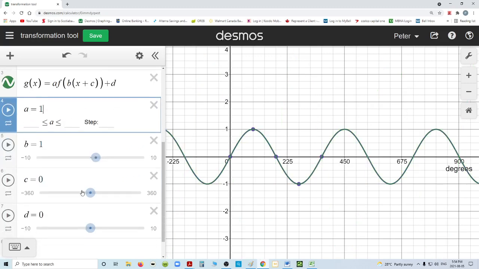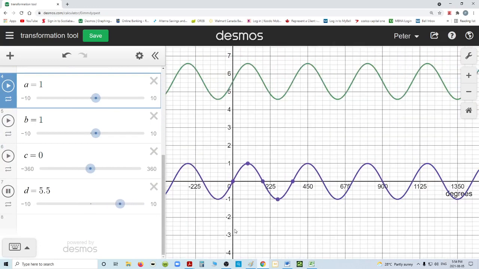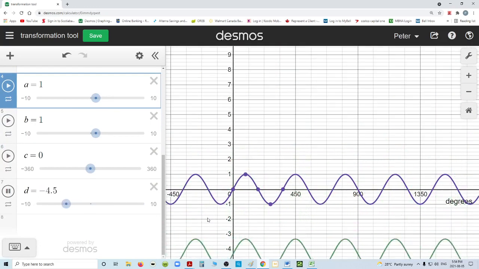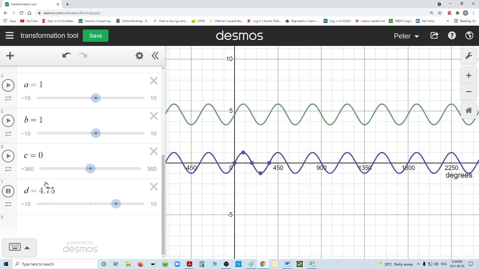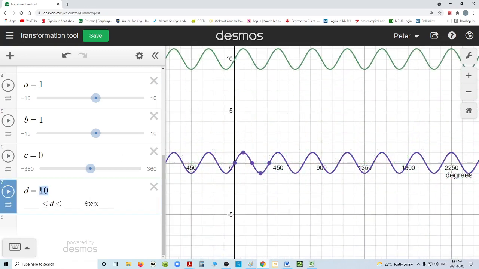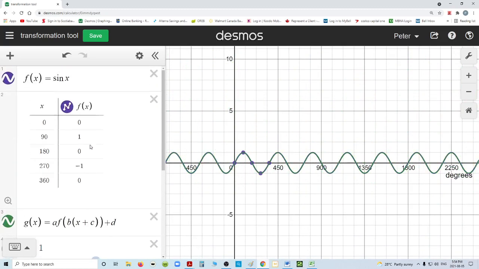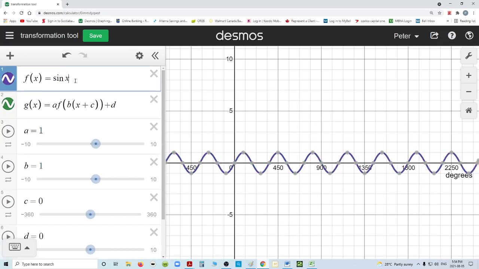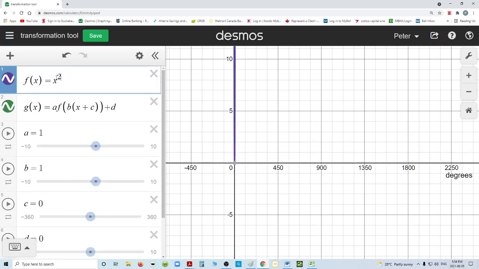So what happens to the d? Here, I'll just run d, and you'll see my sine curve goes up and down, 10 up and 10 down as d changes. So y transformation is very easy to see. So we're going to go back to our standard, and we're going to go back to a parabola. So parabolas are just your most standard one to work with.